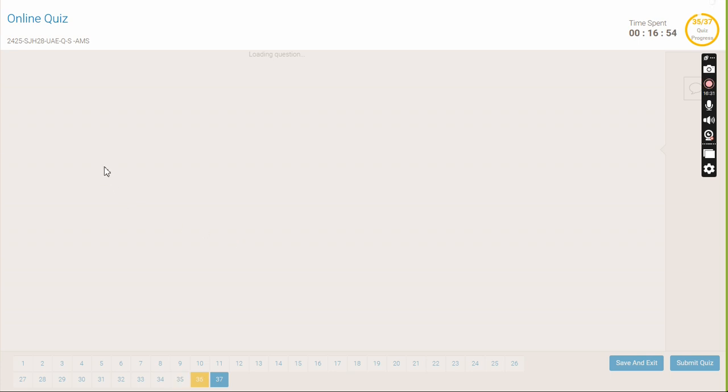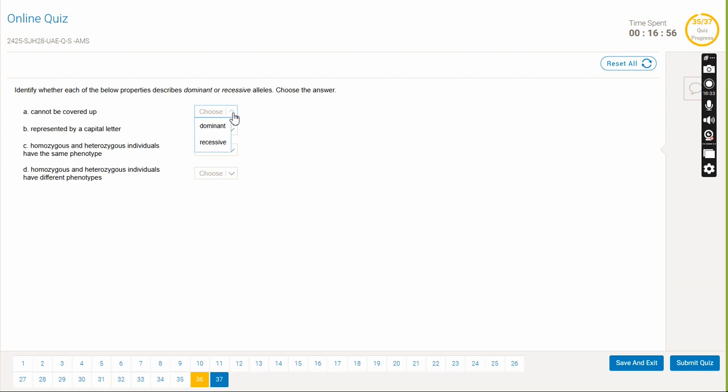The last two questions. Here, dominant is represented by a capital letter. Homozygous and heterozygous have the same phenotype. So whenever you have homozygous and heterozygous, for example, when we saw the purple flowers, even though there was a capital P and a small p, and there was a big capital P and a small p, it still showed a purple flower. Why? Because the dominant always shows.